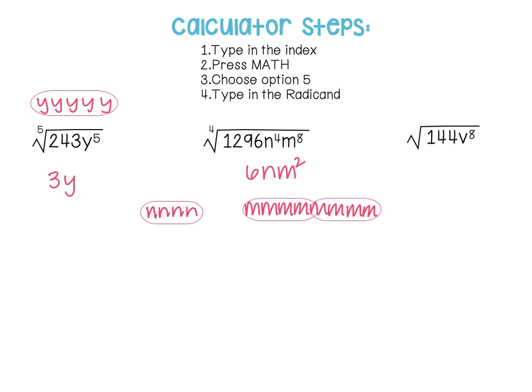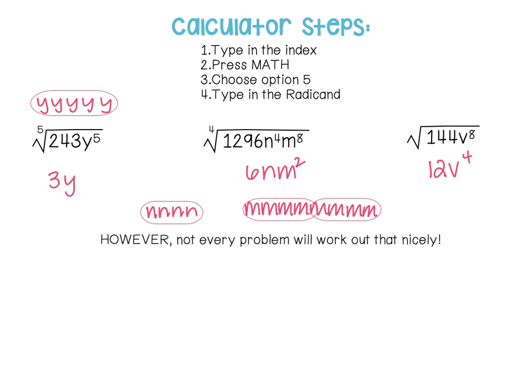Now, the square root of 144 v to the 8th. This is so simple, we really shouldn't need our calculator. You should know that the square root of 144 is 12. And then remember, when there's no index shown, we assume that it's a 2. So how many groups of 2 can I make with 8 v's? 4.